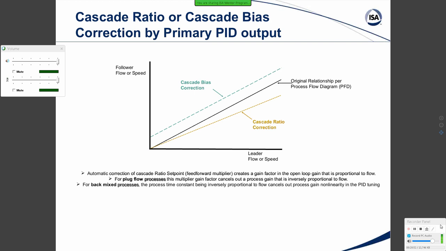For backmix processes, the process time constant being inversely proportional to flow cancels out this process gain nonlinearity, where the process gain is inversely proportional to flow in terms of how we do PID tuning. And this is what's not understood out there. So for backmix processes, if we start using a feedforward multiplier and correcting the ratio set point, we're actually disrupting the PID tuning. That's because the PID gain is proportional to the process time constant divided by the process gain. There are other factors involved, but it's proportional to that ratio of the process time constant divided by the process gain.